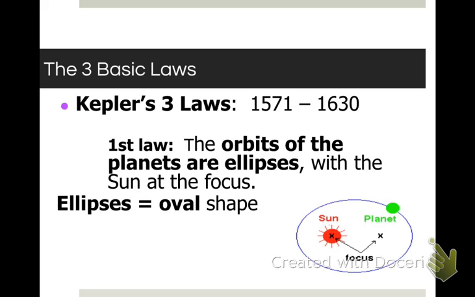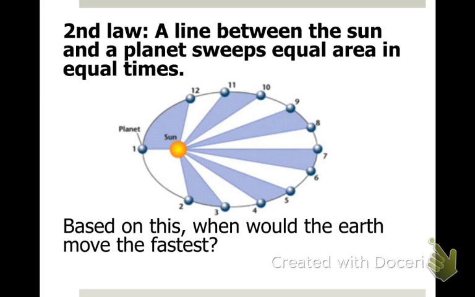His second law is a little bit more complicated or a little bit harder to understand, but it's not too bad. His second law simply states that a line between the sun and a planet sweeps equal area in equal times. So I want you to pause this video in just a second, and based on what the second law is saying, I want you to think about how that applies to this diagram. So how does this second law apply to this diagram down here?